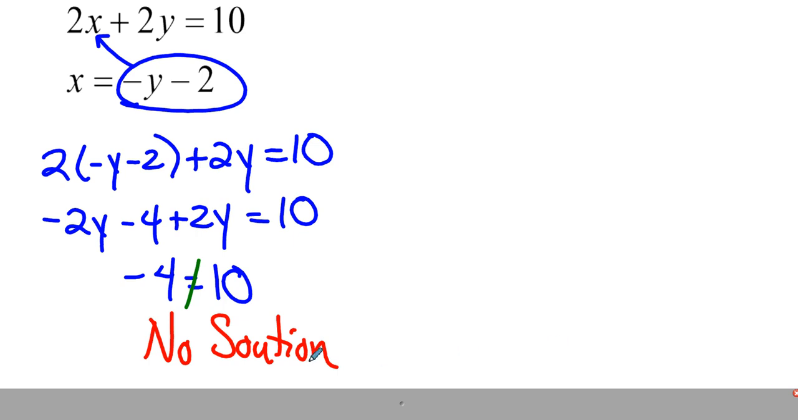So algebraically, no matter what value we put in for x and y, these two would never be the same. Now, no solution graphically, do you remember what that looks like? That looks like two parallel lines, right? They have the same slope, the same rate of change, but different y-intercepts.